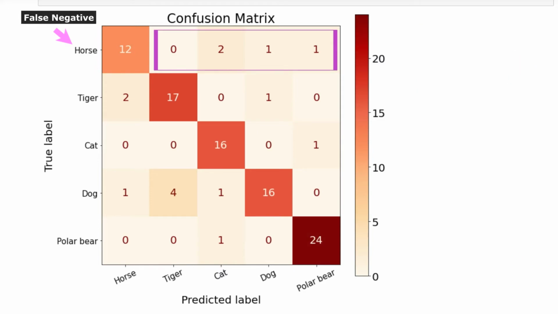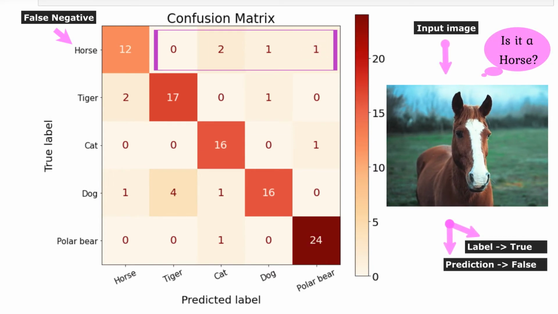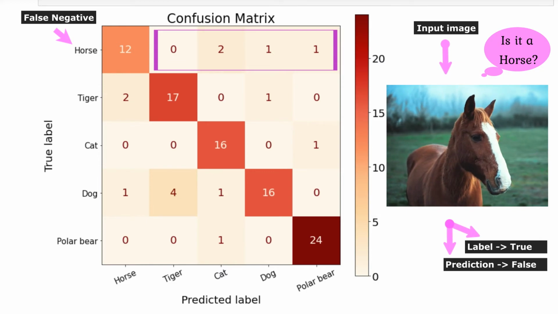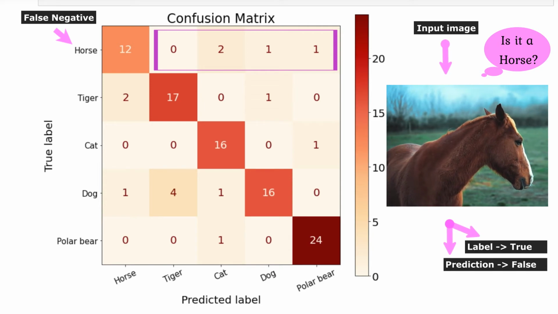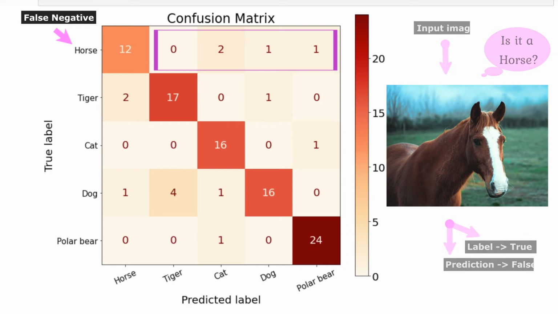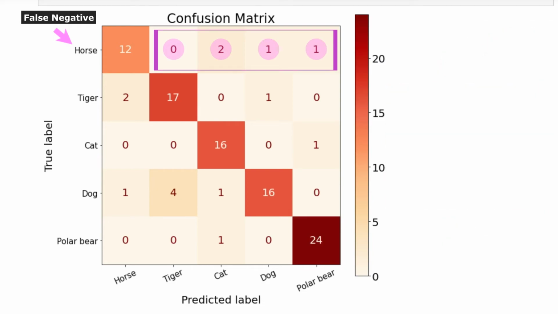For example, in this row that represents false negative cases, 2 images of horses were classified as cats. Another 1 image of horse was classified as dog, and 1 more image of horse was classified as polar bear. False negative cases in this row represent the number of misclassified images that are actually true for this class, but predicted as false. When our model sees only images with horses, consequently in these cells values must be 0, but the model, for some cases, failed to recognize this condition.